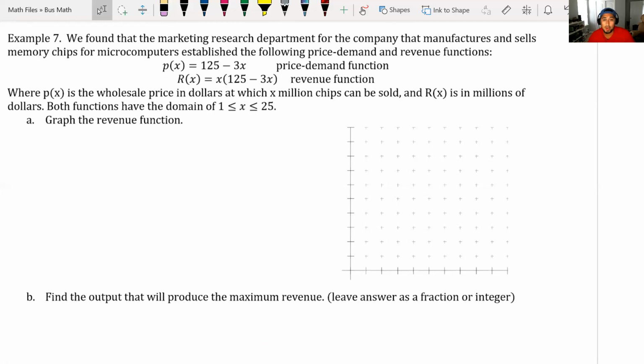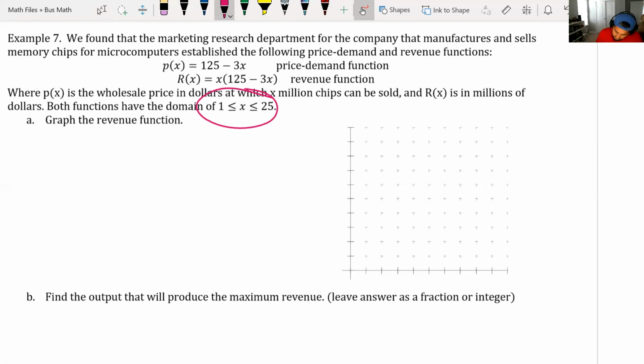Okay, graph the revenue function. Okay, let's graph the revenue function. Well, it's a good thing it's giving us the x values to pick. Whenever it gives us the domain, that's a good thing. It says, hey, choose numbers 1 through 25. So let's make an XY chart, and I'll show you how to use your calculator again.